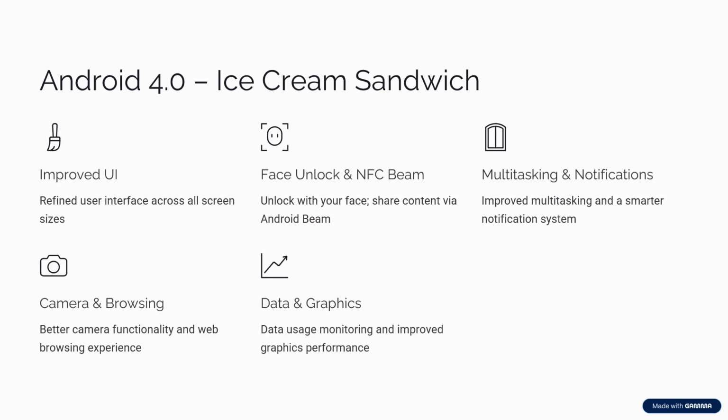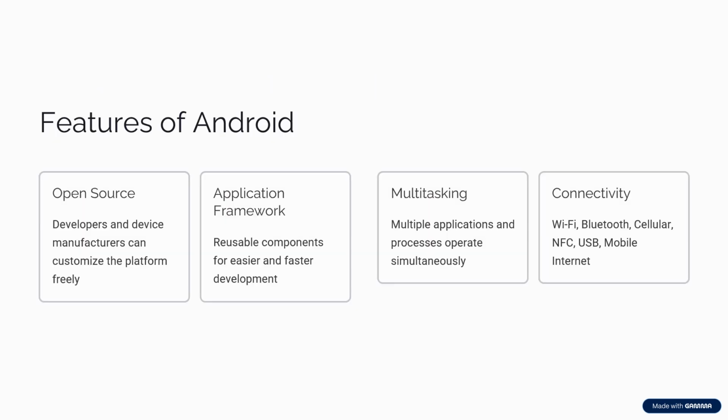These are the features: improved UI, face unlock, multitasking, camera. Some of the features of Android are: Android provides many features that make it suitable for mobile applications. The first and foremost is open source. Android is based on open source technologies. Developers and device manufacturers can customize the platform according to their requirements.